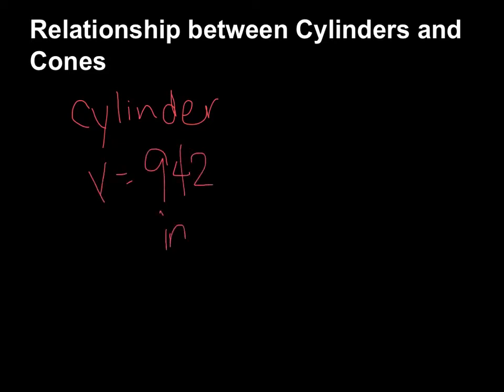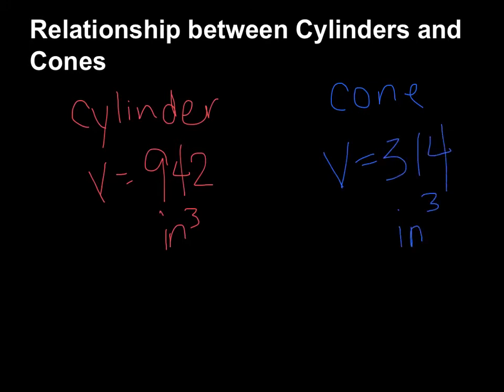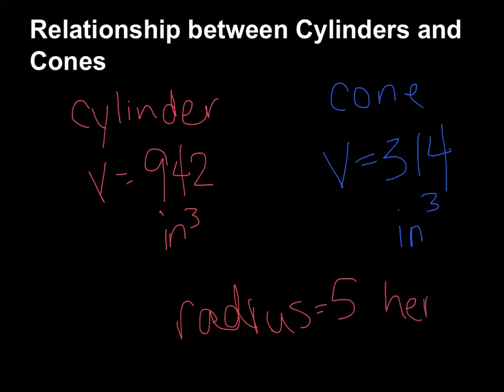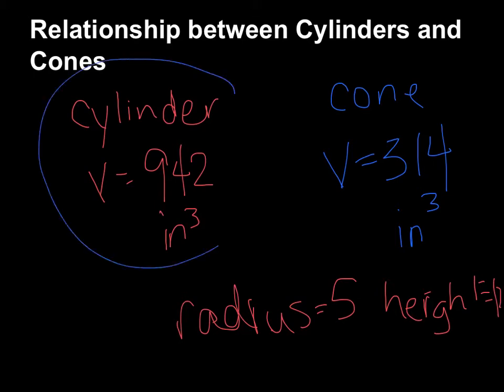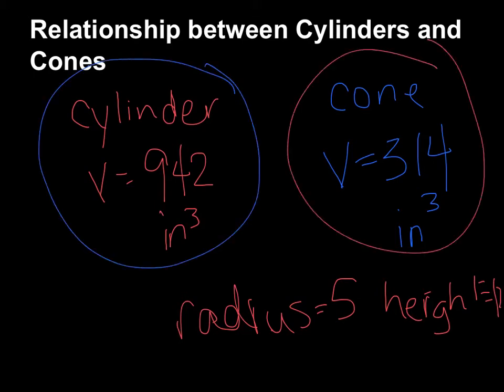Now, looking at the tab that had cylinders and cones, you notice that when we had our cylinder, when the radius was 5 and the height was 12, it had a volume of 942 cubic inches, and the cone that we just did had a volume of 314 cubic inches. They both had a radius of 5, and they both had a height of 12. Now, if they have the same radius and the same height, the cylinder will always be 3 times bigger than the cone. The cone is 1/3 of the size, or I could fit 3 cones into one cylinder.